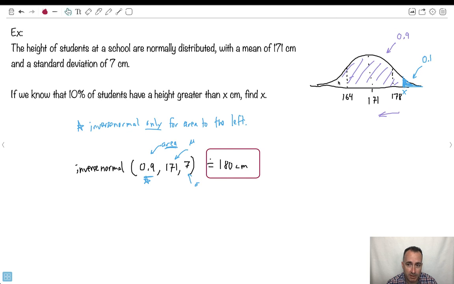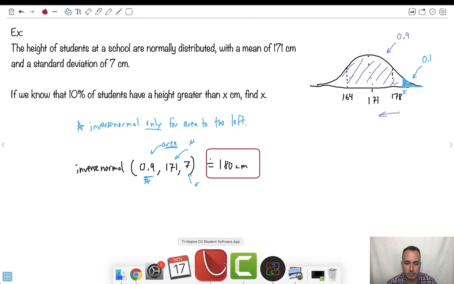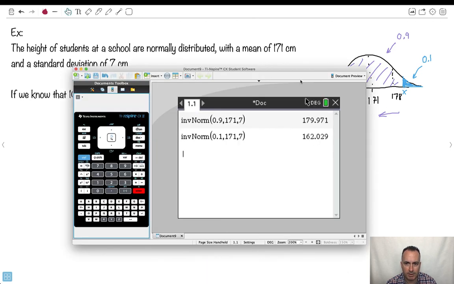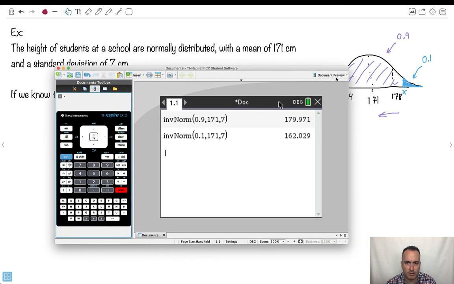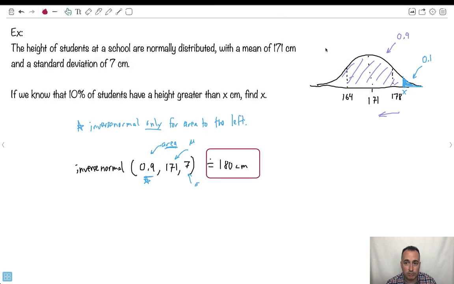So that's how you could have figured out that you've made a mistake. But good news, if you figure out what 171 minus that is, and then do 171 plus that same amount, you'd get there. Watch. If I do 171 minus this answer, and then 171 plus that same answer, because I'm using symmetry to go to the right, do you notice it gives me 179.97, which is what I got before. So you could have done it if you just knew what you're doing. Just keep it in mind.